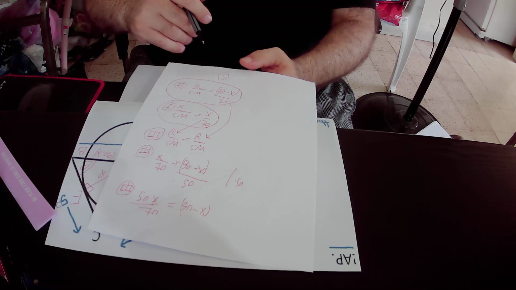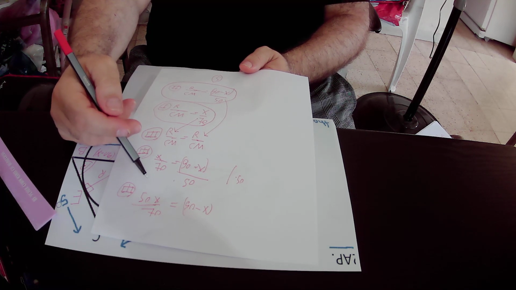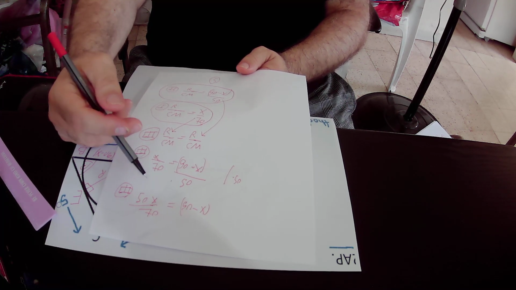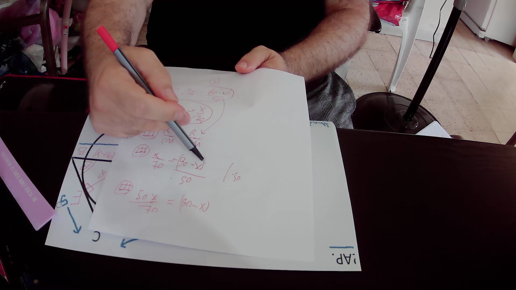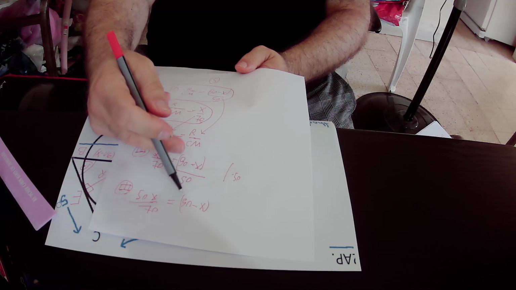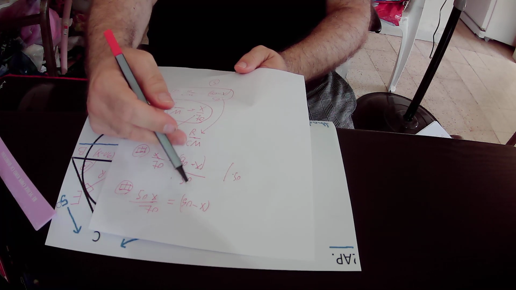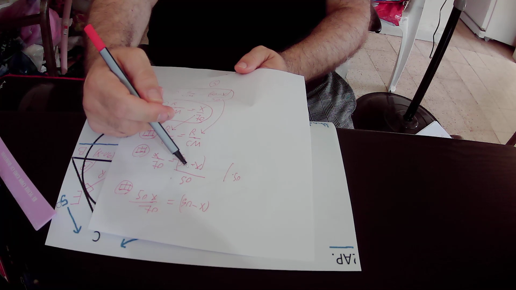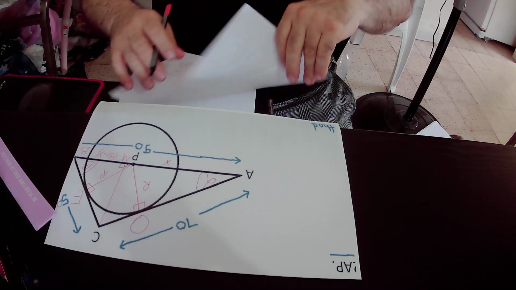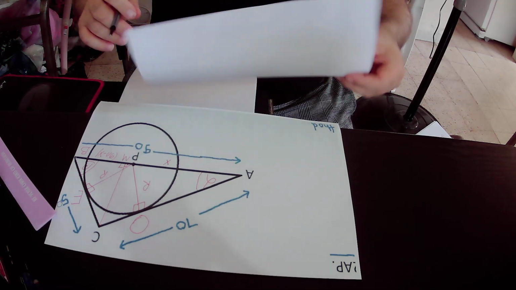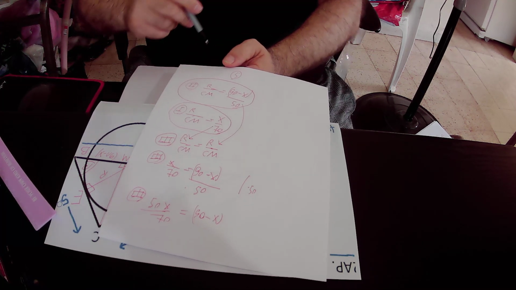So I multiplied the equation by 50. So x over 70 times 50 equals 50 times x over 70, and 90 minus x times 50 divided by 50 equals 90 minus x, because 50 over 50 equals 1. So 50 is cancelled from this side of the equation, and we are left only with 90 minus x. In the next step, we'll multiply the equation by 70.